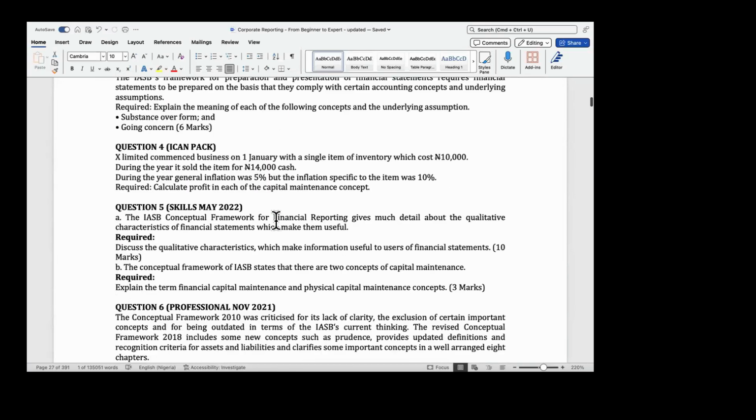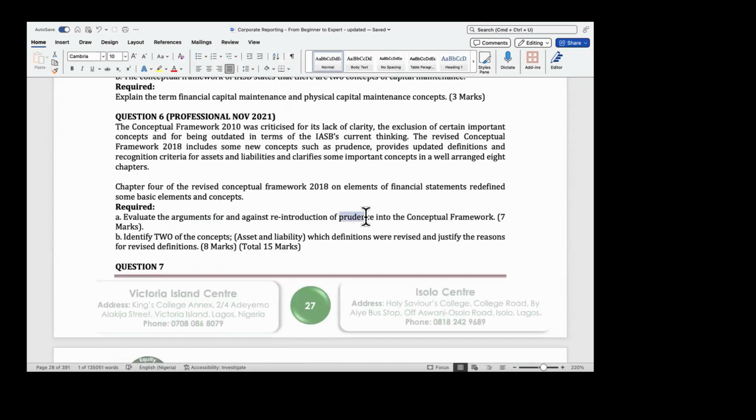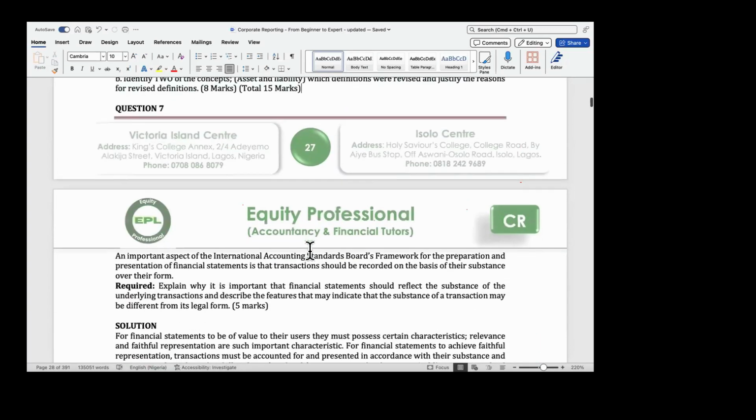So these are some questions that I asked in the past. In 2021, when they just brought in this conceptual framework, they asked about prudence because they had just introduced prudence into that conceptual framework then. So they were asking you to define assets and liabilities, those new definitions. And they even wanted you to define the old. They should not ask something like this again because now it has come to stay. People are used to the new definition and we have forgotten the old definition. I don't even remember the old definitions again.